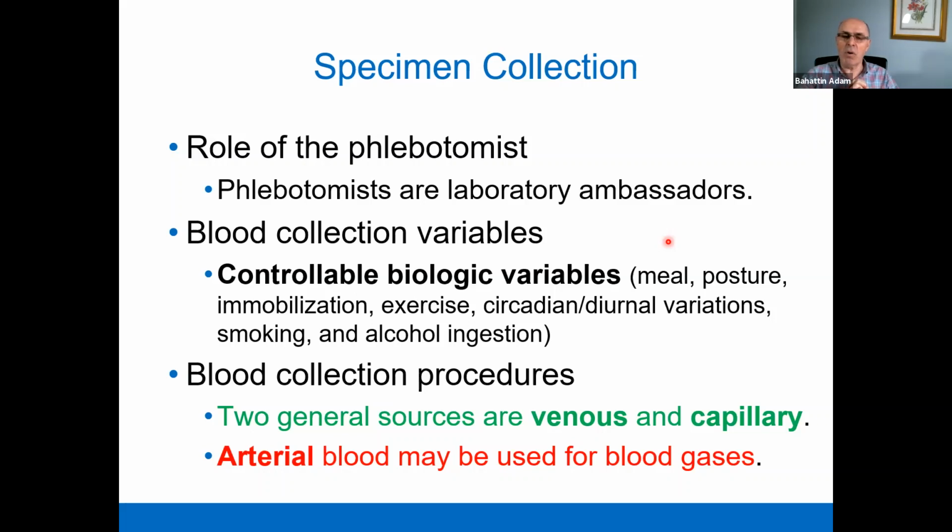However, there are also uncontrollable biological variations, such as age of the patient, gender, ethnicity, or the season of the year. These are out of our control, right? But they also may affect the test results. Okay, now we are focusing on the variations that are controllable.